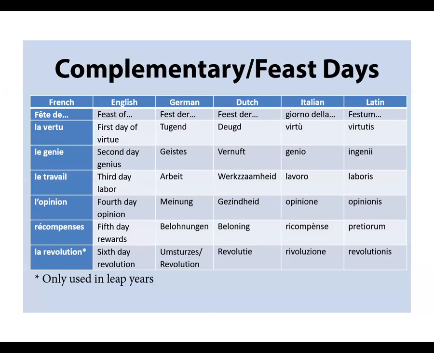As a result, we have what were known as complementary or feast days that they tacked on to the end of the year. And you'll see 6 here. So we have the first day of virtue, second day genius, third day's labor, fourth day's opinion, fifth day rewards. And then there is a 6th day, revolution, that was used in the leap years. So you've got your 12 months, and then you have these 5 random days tacked on to the end.